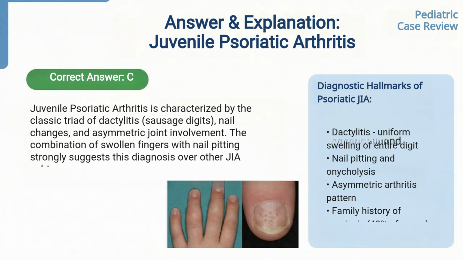Note, the answer banner shows option D, but the explanation text clearly describes juvenile psoriatic arthritis as the answer. Please verify the answer key before publishing.